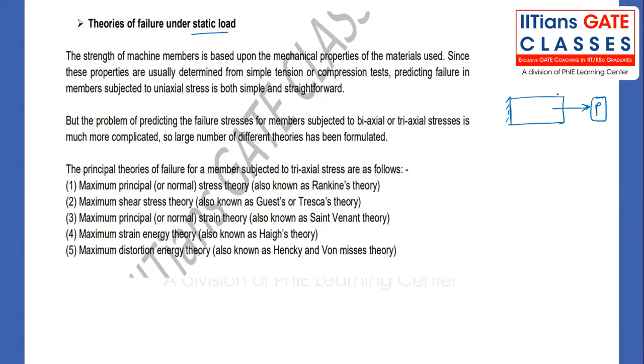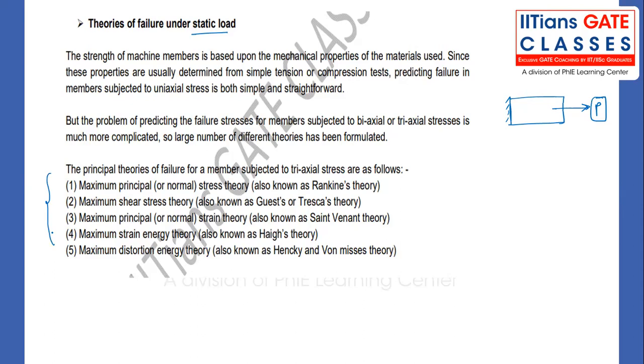So why do we need theories of failure? Before answering that question, let us look at the total types of theories of failure we have. Here we have 5 types. First is maximum principal stress theory, also called Rankine's theory. Second is maximum shear stress theory, also known as Guest's or Tresca's theory.